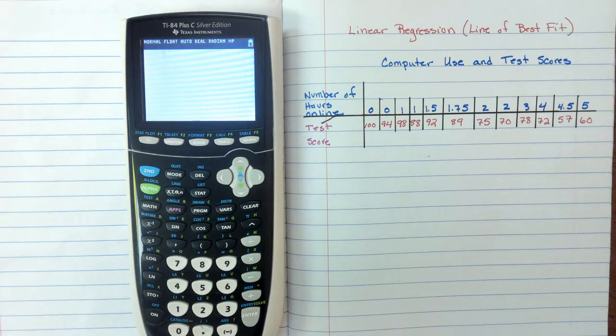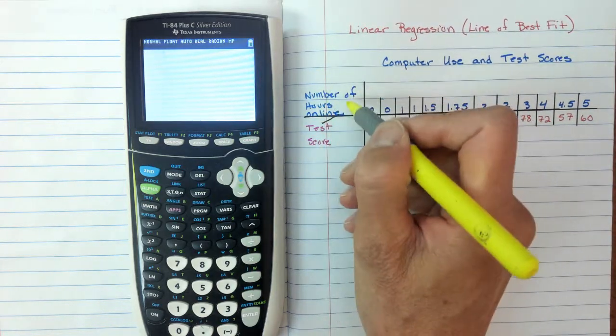The calculator is a very useful tool when we're trying to find a line of best fit when given data. So here is some data that we have, and this is the number of hours online versus test scores. If I want to see if there's a correlation or a trend, I'm going to put this information into my calculator, see what it looks like, and then see if I can come up with a line or curve of best fit.